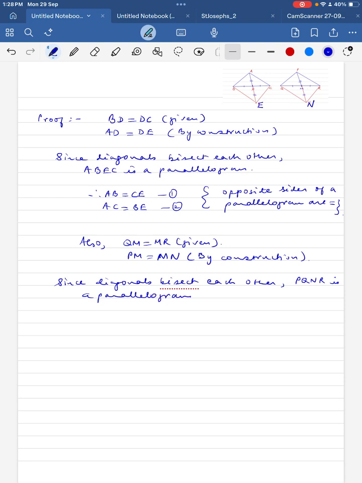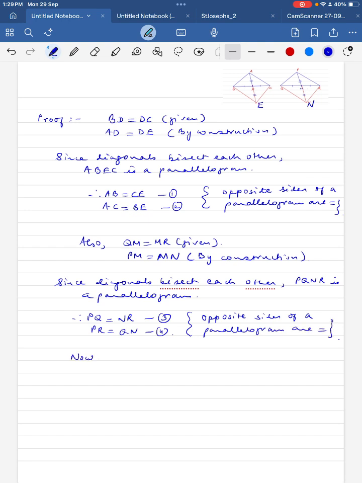Okay, now if it is a parallelogram, then again the opposite sides will become equal to each other. That is, PQ becomes equal to NR. That's my third equation. And PR is equal to QN. That's my fourth equation. Again, because opposite sides of a parallelogram are equal.